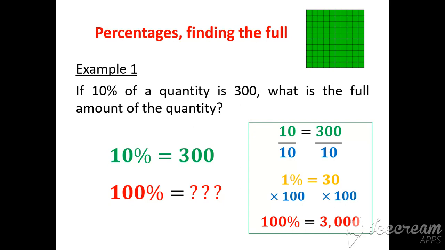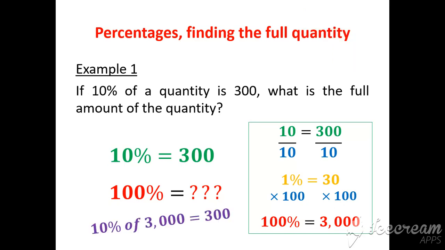Now you can do a quick check afterwards. That's the answer. We can check our answer by going back and saying, is 10% of 3,000 equal to 300? And yes, it is. So we know our answer is correct.